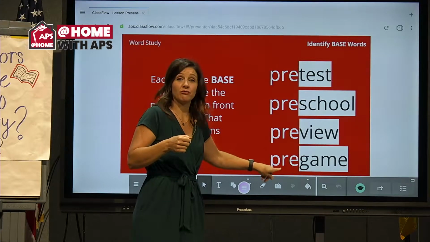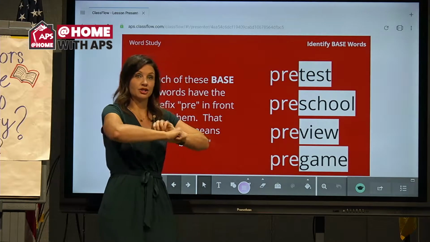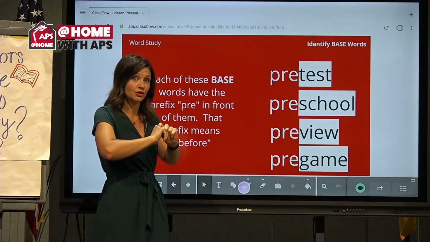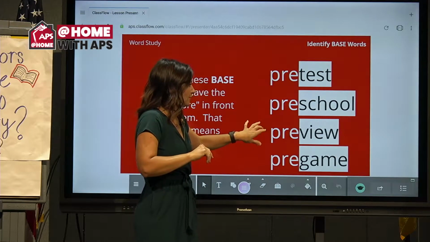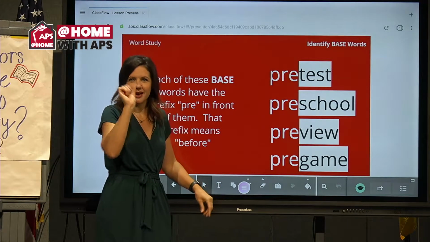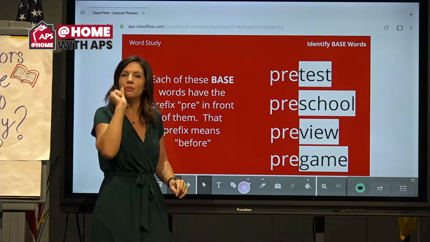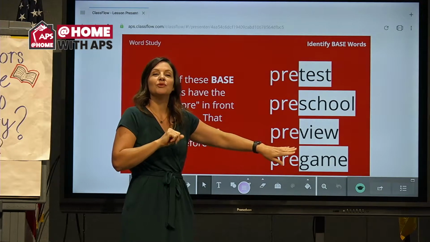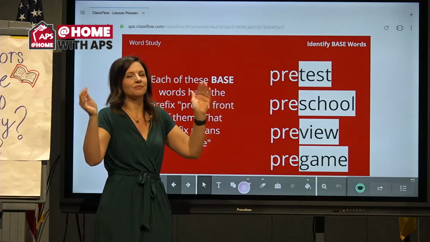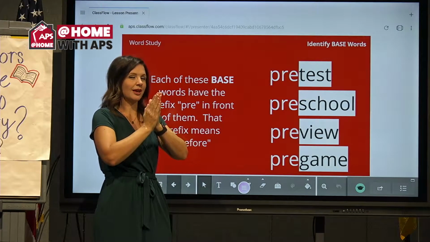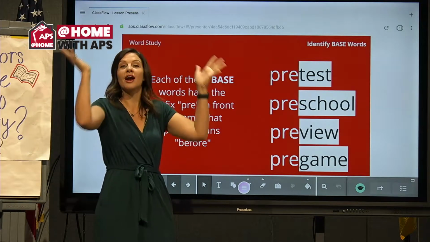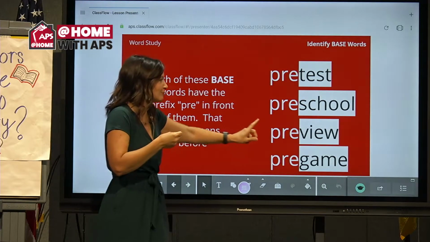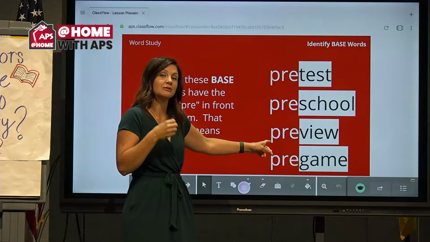Now, some people have pregame stretches. So before you play a game of soccer, you may want to stretch a certain way. Preview is when you get a little bit of maybe a movie. You'll get a small preview of the movie. It can also mean before movies hit big movie theaters, a select audience will get a preview of that before everyone views it. That word before keeps coming back because pre as a prefix means before.